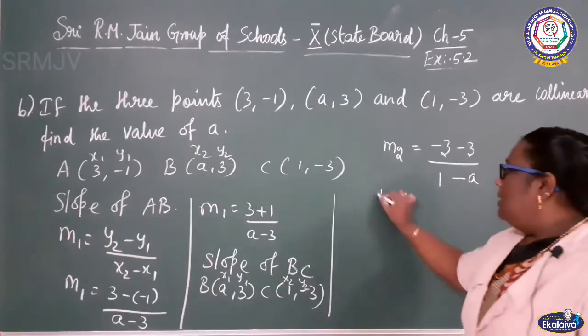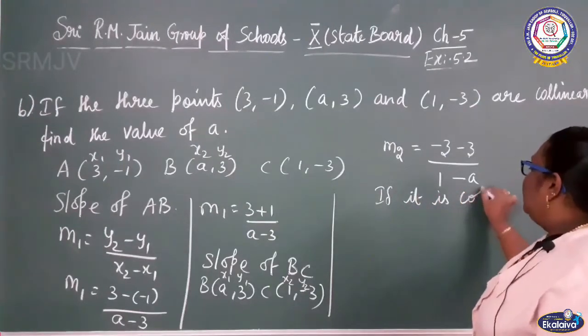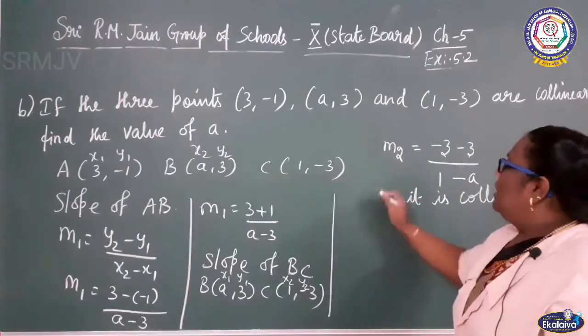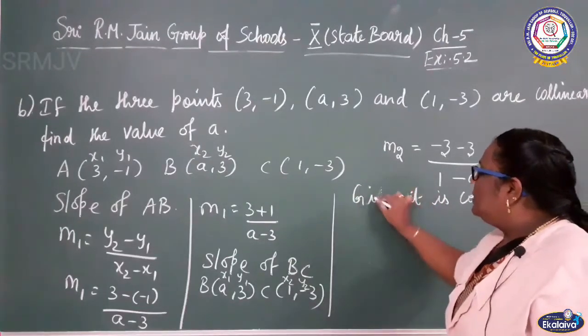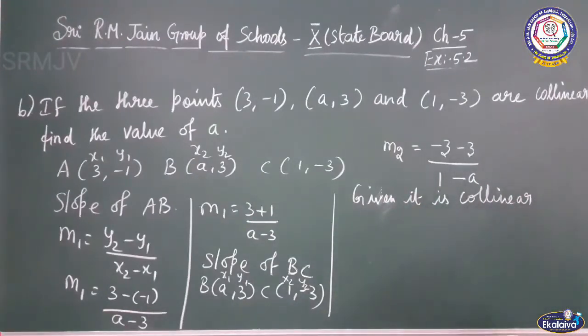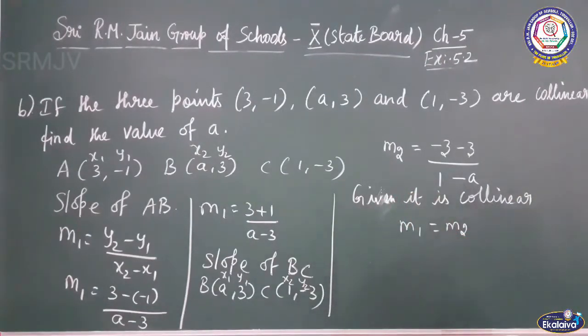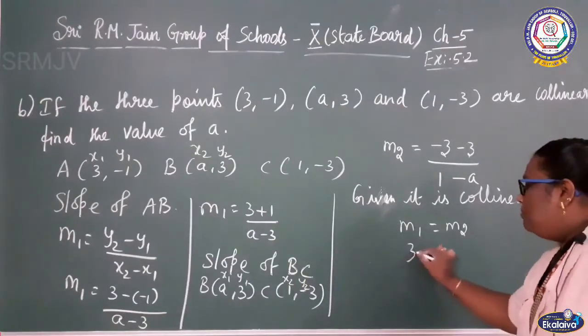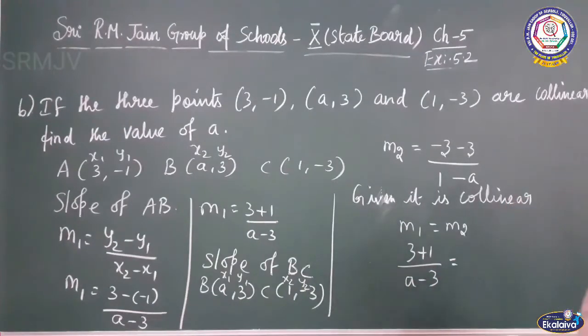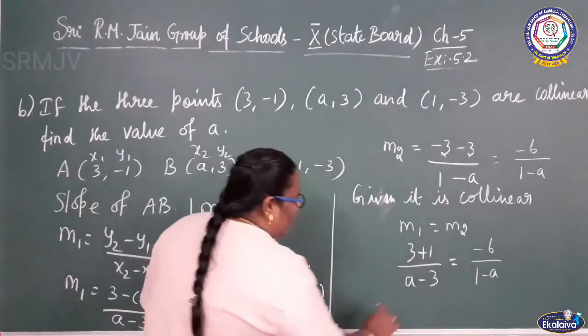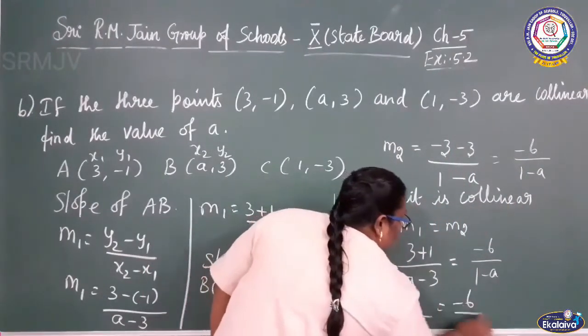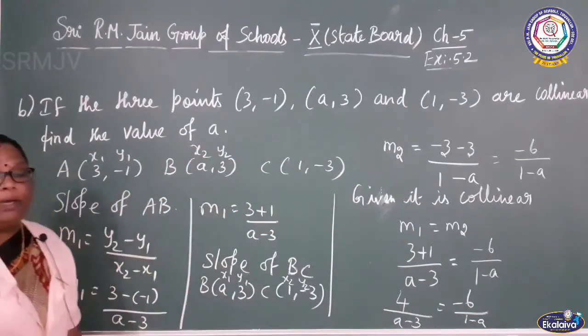Given it is collinear, so M1 equals M2. What is the M1 value? 3 plus 1 by A minus 3 equals M2, which is minus 3 minus 3, that is minus 6, by 1 minus A. So minus 6 by 1 minus A. 3 plus 1 is what? 4. 4 by A minus 3 equals minus 6 by 1 minus A.